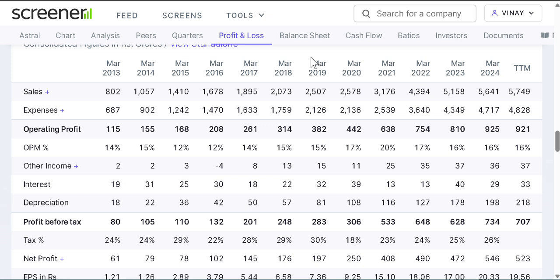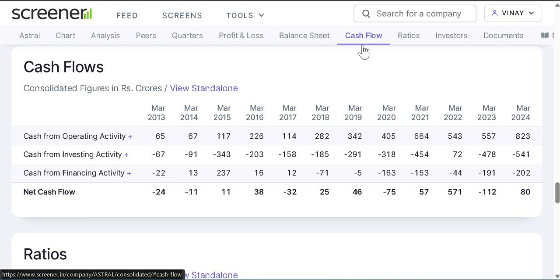Hello guys. So till now we have gone through ratio analysis, balance sheet and profit and loss statement. Now we will see how the cash flow statement looks like. Now this is the cash flow statement as seen on the Screener website.